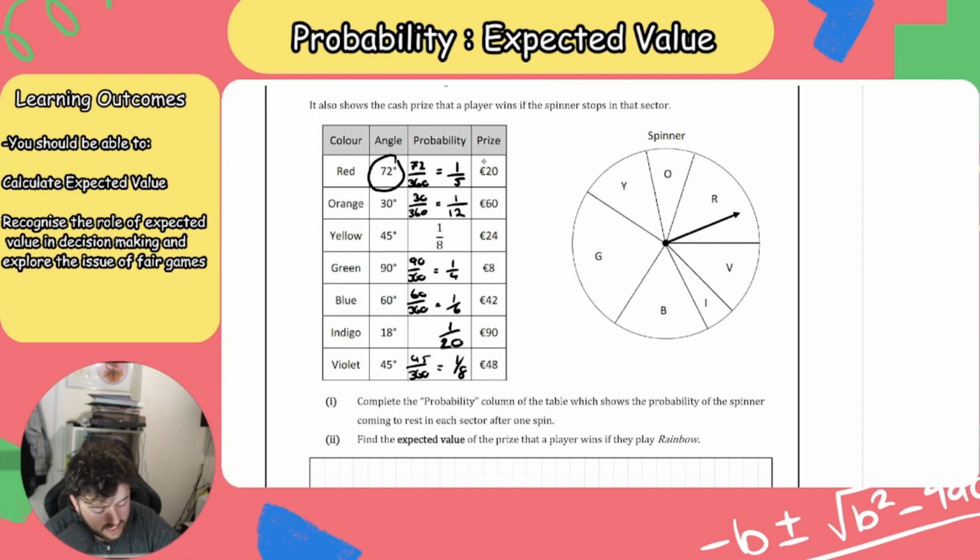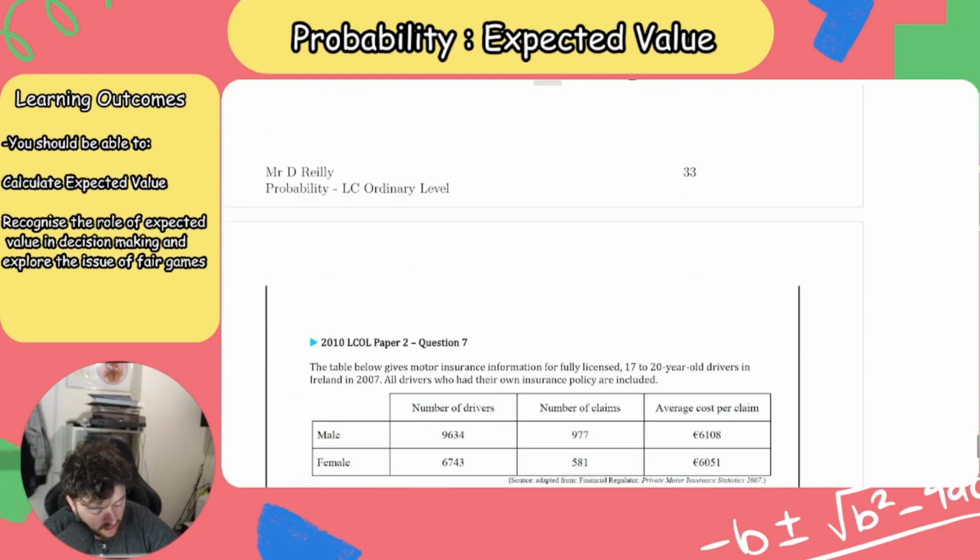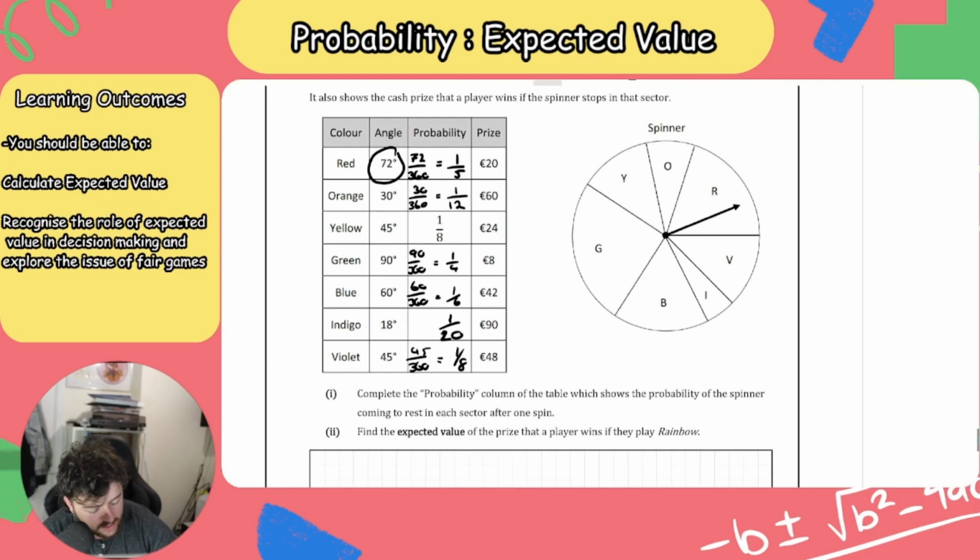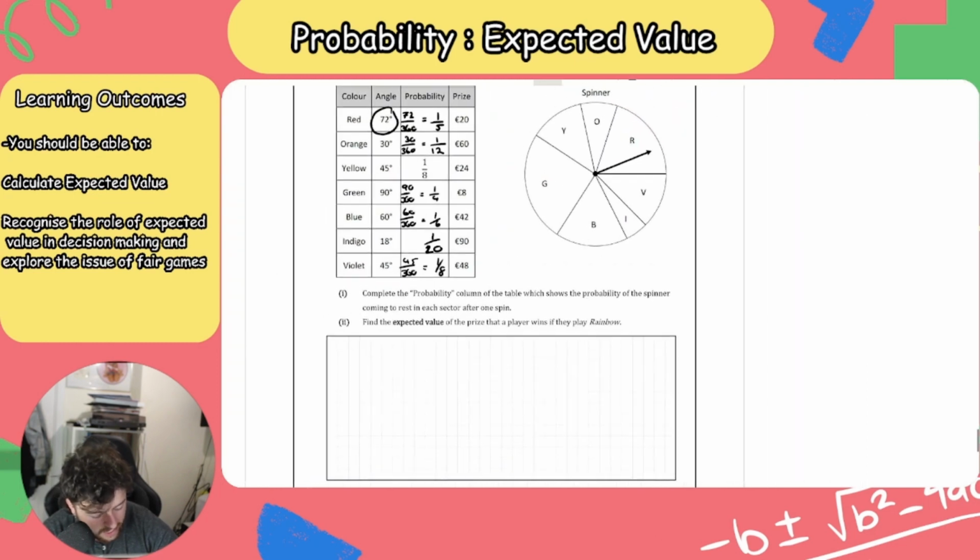So if they land on red, you get 20 euro. Land on orange, you win 60. 24 for yellow, 8 for green, 42 for blue, 90 for indigo, 48 for violet. Right, so expected value. So my table is kind of set up there.